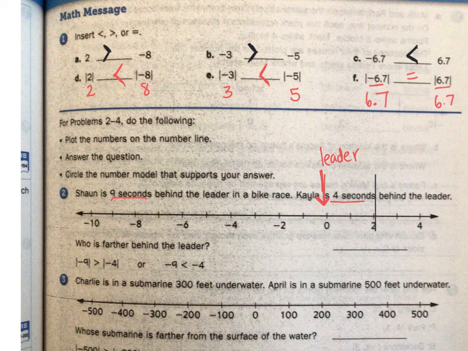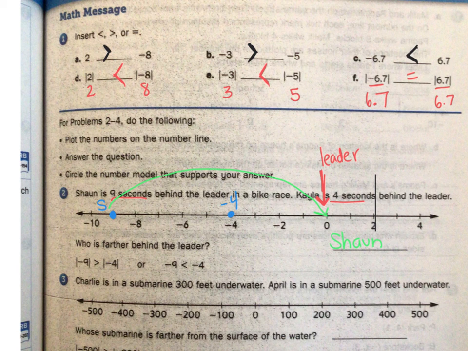Because Sean is 9 seconds behind the leader, we're going to plot him here at -9. That negative is telling us he's behind. And Kayla is here at -4. Who is farther behind the leader? Well, it looks like Sean has a greater distance away, so therefore he is farther behind.